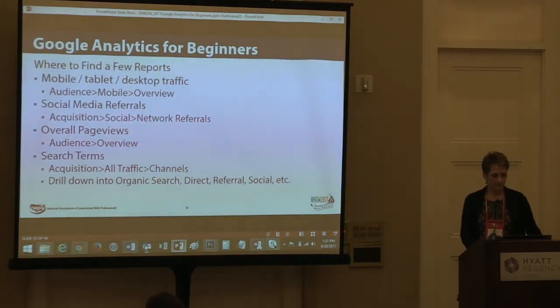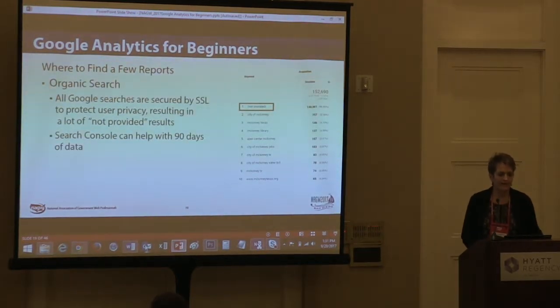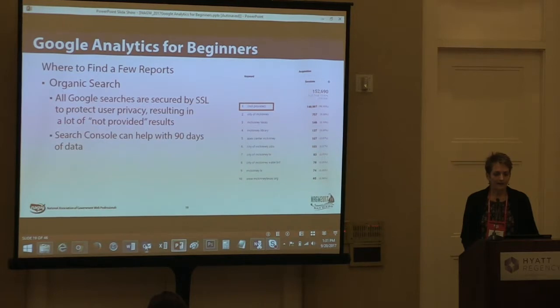Search terms, search terms is great. One of the things that happens, though, if you'll notice, under organic search, one of the main things people say is, what are people searching for on the website? So that's definitely available in Google Analytics, but there at the top is that big whopping "not provided" metric, right? So what on earth do you do with that?